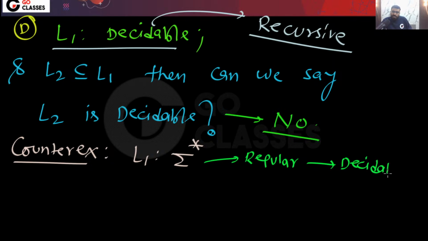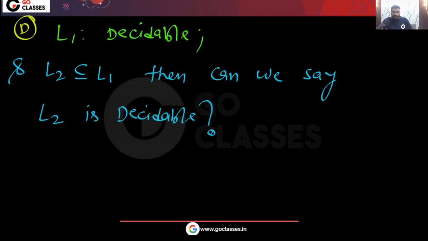Yes or no? Decidable means recursive. Every regular language is decidable. So, you can see L1 is sigma star. Sigma star is decidable. Decidable means recursive. Yes or no? A language is decidable when it is recursive. Decidable means recursive. Please understand.